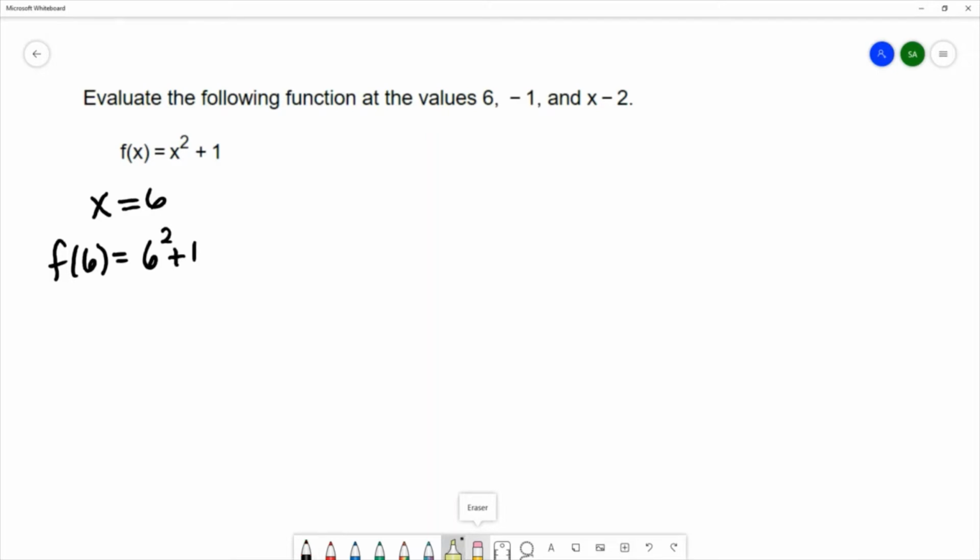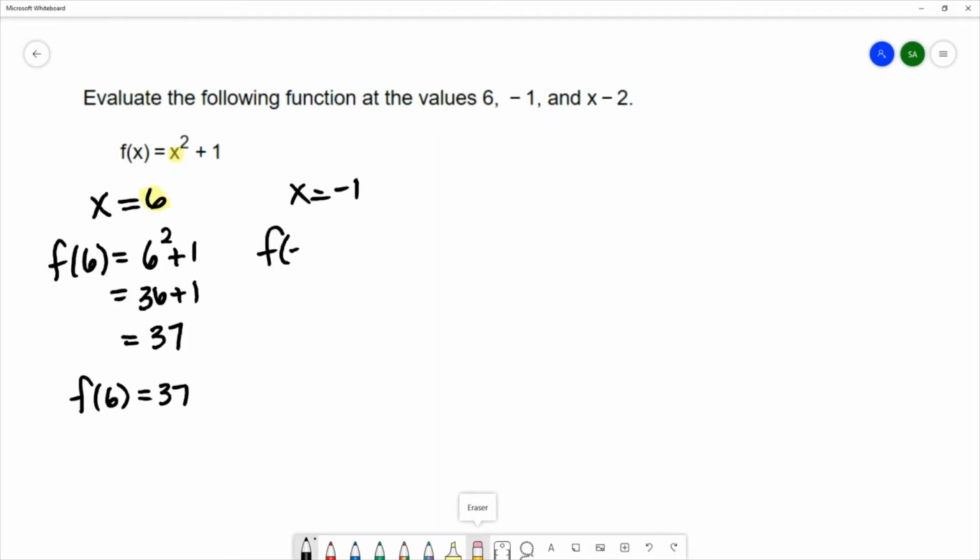So everywhere I see an x in my function, I'm changing that value to 6. 6 squared is 36, and 36 plus 1 is 37. So to evaluate the function at x equals 6, we get 37. F at 6 is 37. And let's do it at x equals -1.